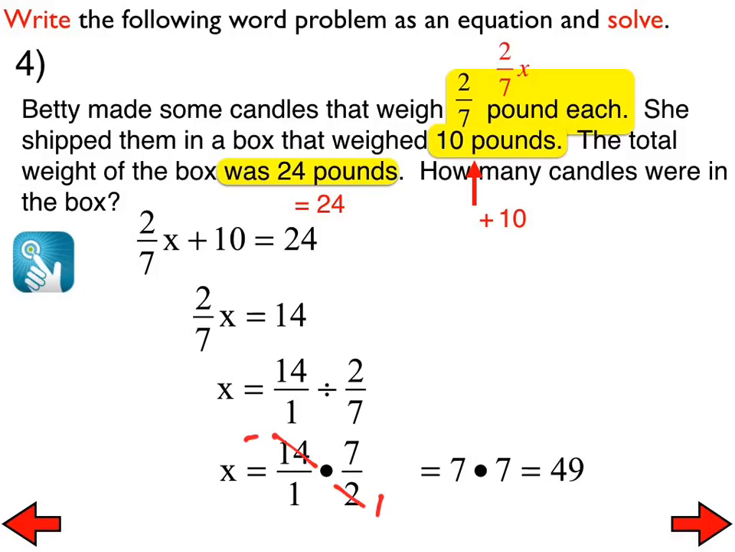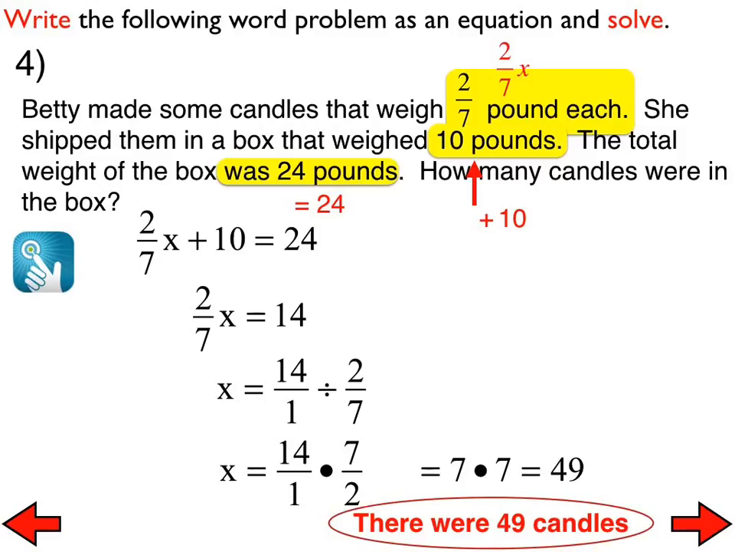Cross cancel. And then I multiplied straight across. Very nice. And you get 49. What is your sentence, Grace? What would your sentence be? So it would be there were 49. Very good. Any questions about number 4? Who got this one right? Awesome. You guys are doing great.